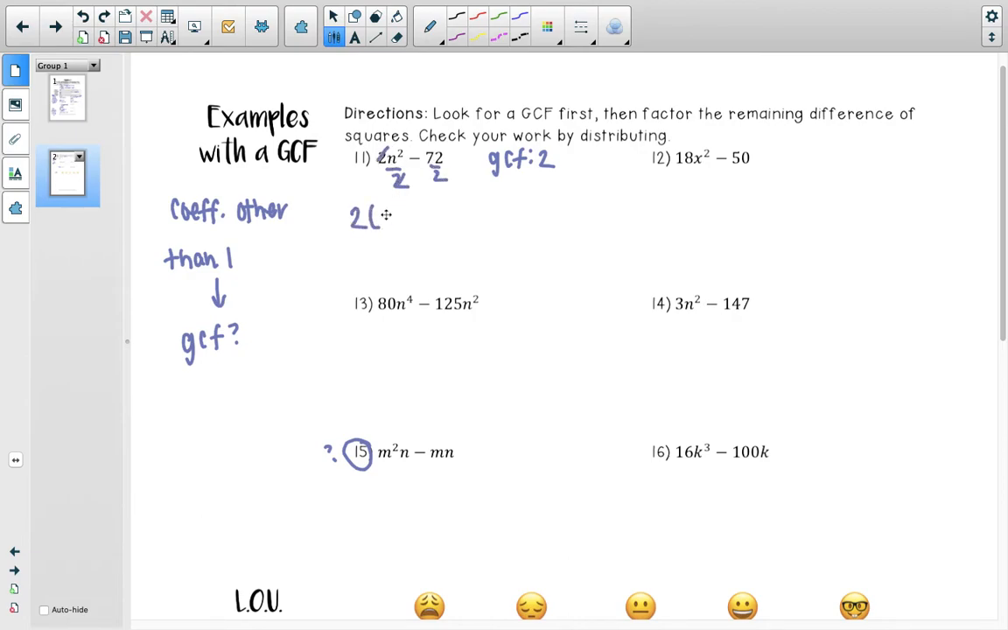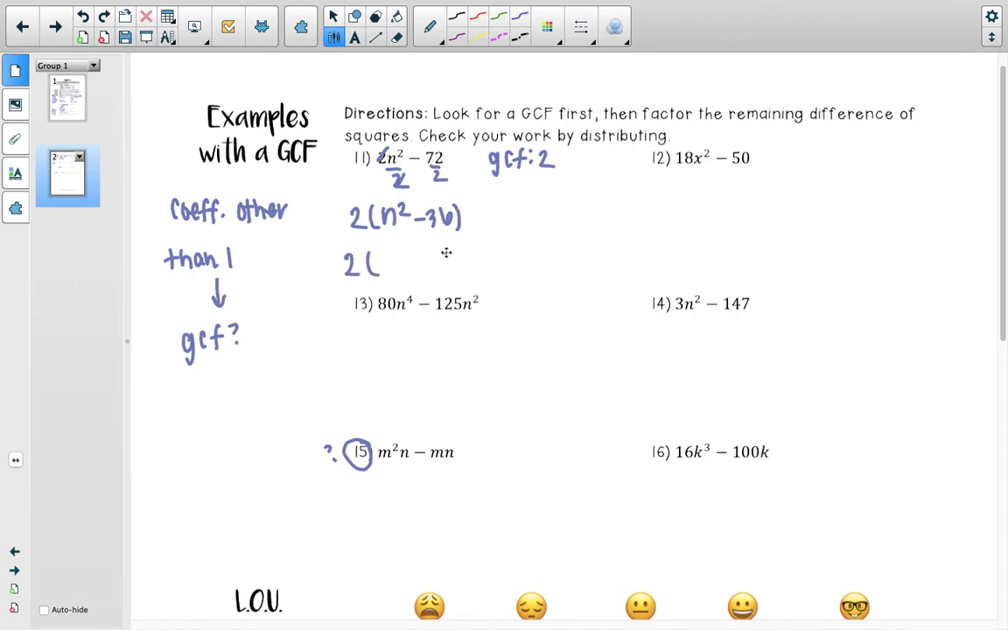The 2's would go away, leaving you with n squared minus 36. Now the reason we're not done factoring is because of this n squared right here. If there's an n squared, or an x squared, anything to the second power, you always have to ask yourself, is there more to do? And there is. And this should look familiar to what we just did. So we have 2 terms, they're subtracting, and you can take the square root of both of them. So we have more to do.